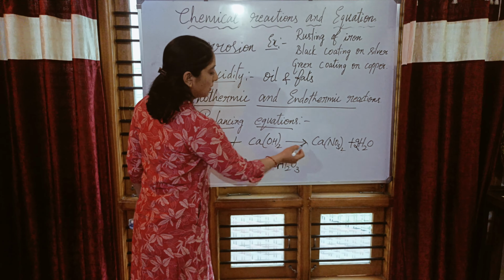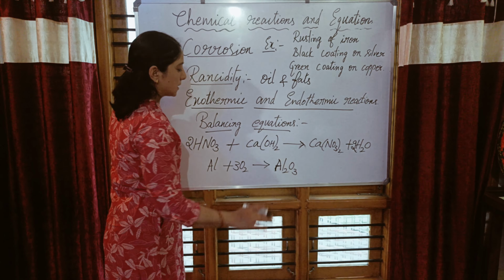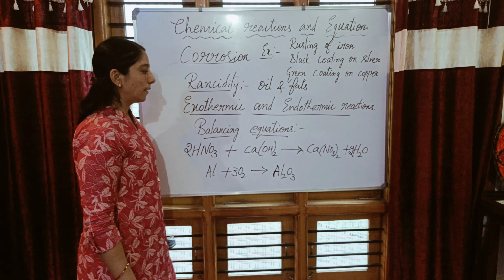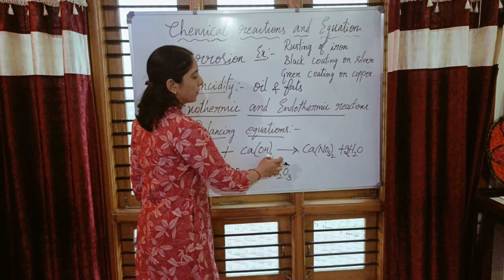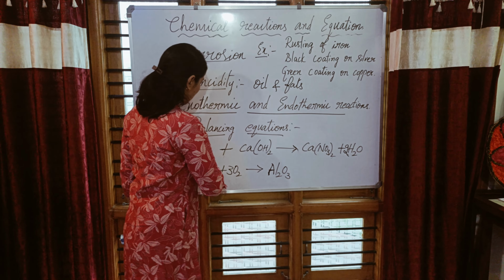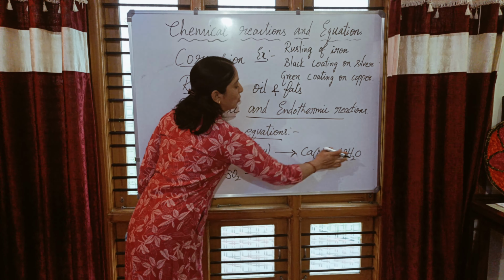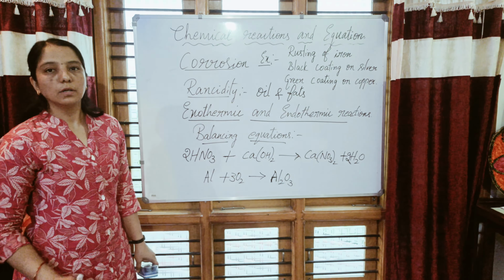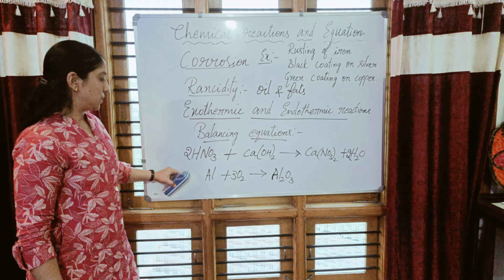Then calcium, Ca: on both sides only one atom of calcium is there. Then O2, here O2 is there. Then H2, then H2, 2 2s are 4. So the equation is balanced.